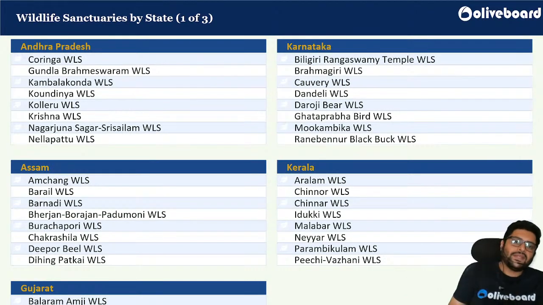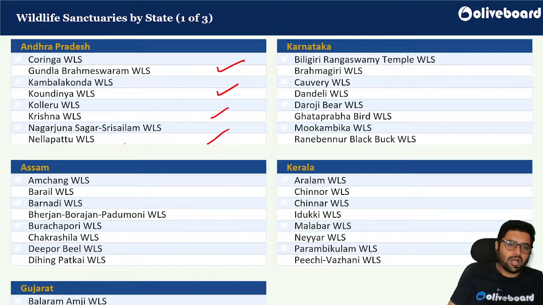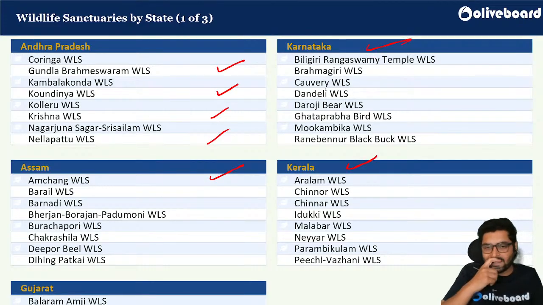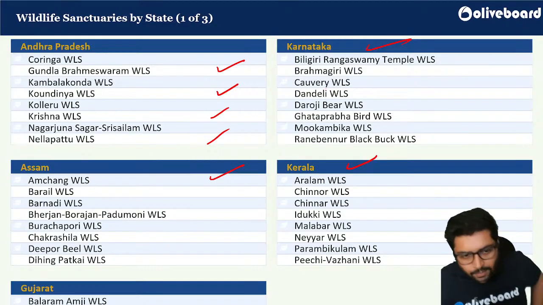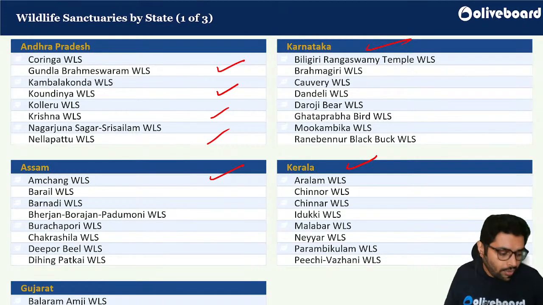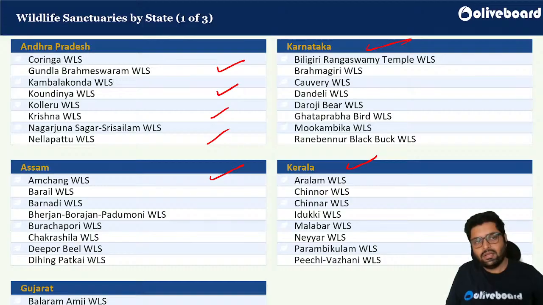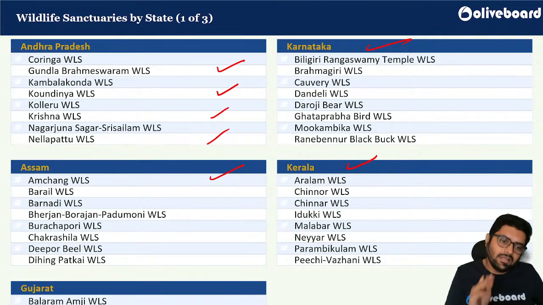So this is a state-wise distribution I have brought for you. Andhra Pradesh, we have Kolleru, Krishna, Nagarjuna Sagar. Then we have Assam, Kerala, Karnataka. I don't expect, or it is not practical, to remember all of them, correct? Not practical, but you should at least have a reading on them. You should go through at least once, and the most famous ones you should remember.